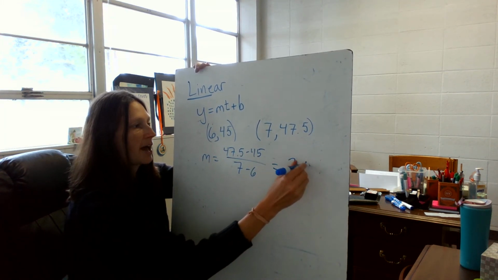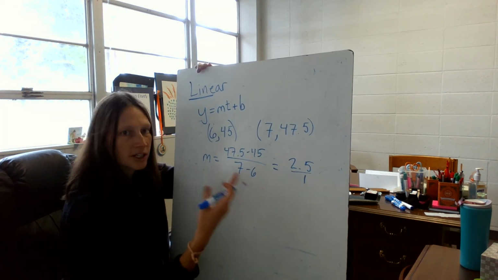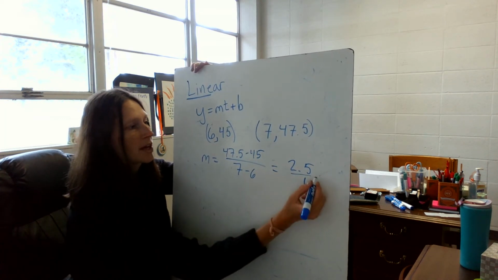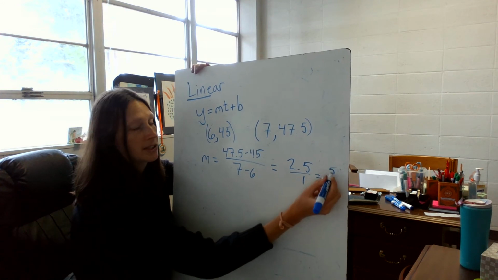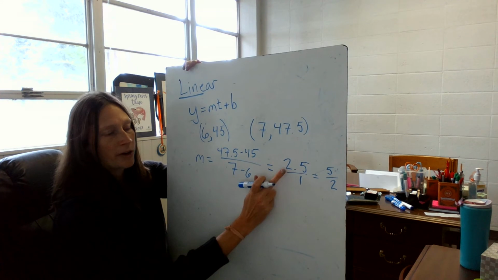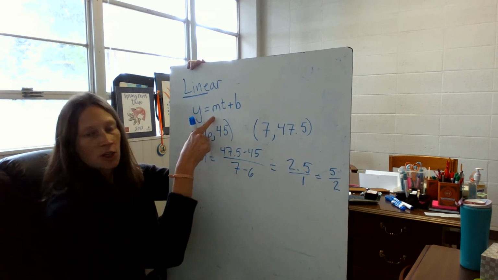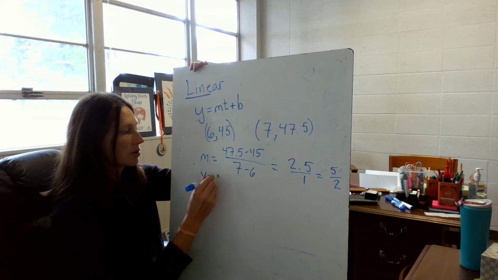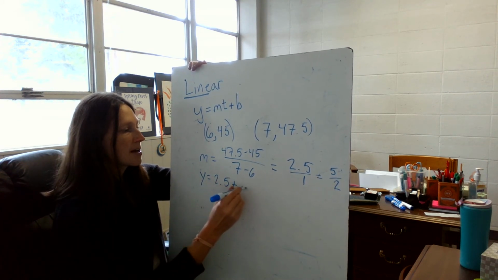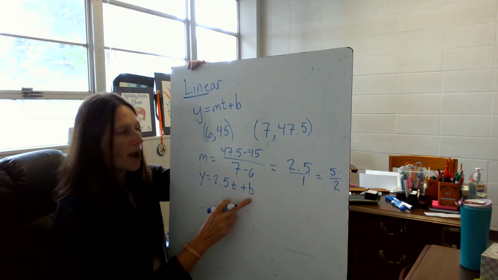Numerator is going to be 2.5. Denominator is 1. So I can either write this over 1, or I can just think about this as the number 2.5. If I prefer a fraction, this might be handy later, when I'm trying to interpret the slope. 2.5 as a decimal is the same thing as 5 halves. Okay, so I have this slope now. So y equals 2.5t.